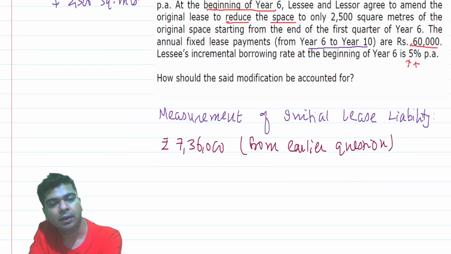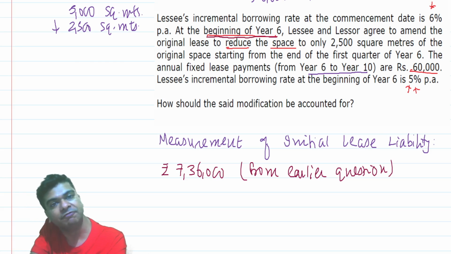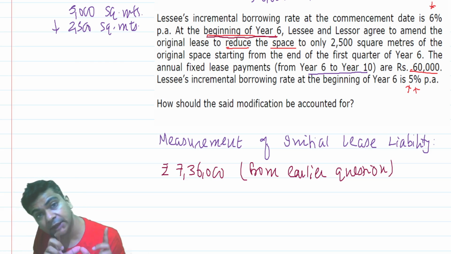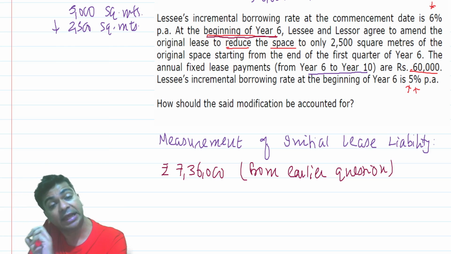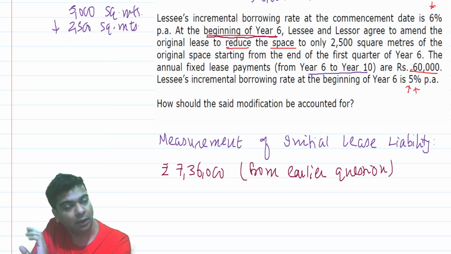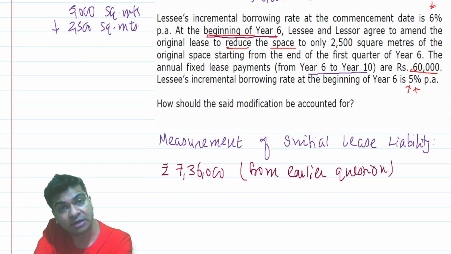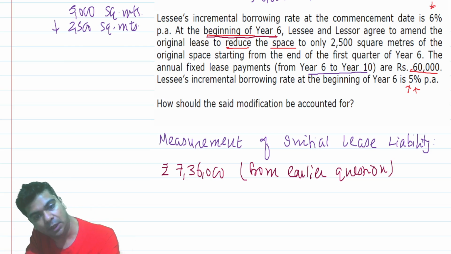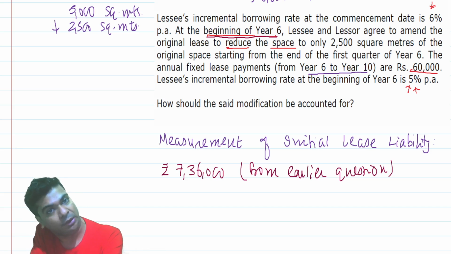Now we are doing modification at the beginning of year 6. Here it is, at the beginning of year 6, which is as good as the end of the 5th year. So I will require the carrying amount of the lease liability at the end of the 5th year. That will be required. Again, the calculations that we did in the earlier question will help us, because you must have taken 7,36,000 in the earlier question, and using that you must have determined the carrying amounts.